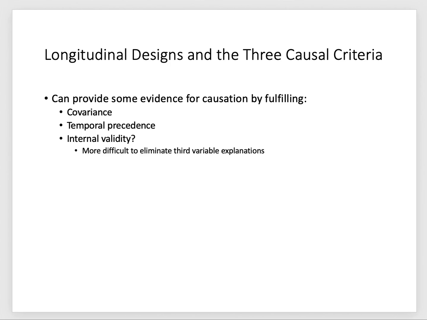So longitudinal designs, in sum, can help us to establish those first 2 criteria, covariance and temporal precedence. It's a little bit harder to establish internal validity, as it is with most studies, to eliminate all of those third explanations.